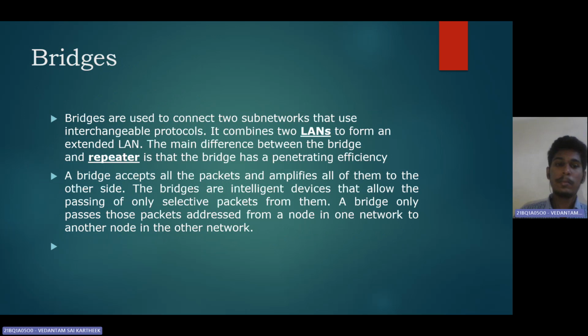Now let us see about bridges. Bridges are used to connect two subnetworks that use interchangeable protocols. A bridge combines two LANs to form an extended LAN. The main difference between the bridge and the repeater is that the bridge has filtering efficiency. A repeater accepts all the packets and amplifies all of them to the other side. Bridges are intelligent devices that allow the passing of only selective packets. A bridge only passes those packets addressed from one node in one network to another node in another network.